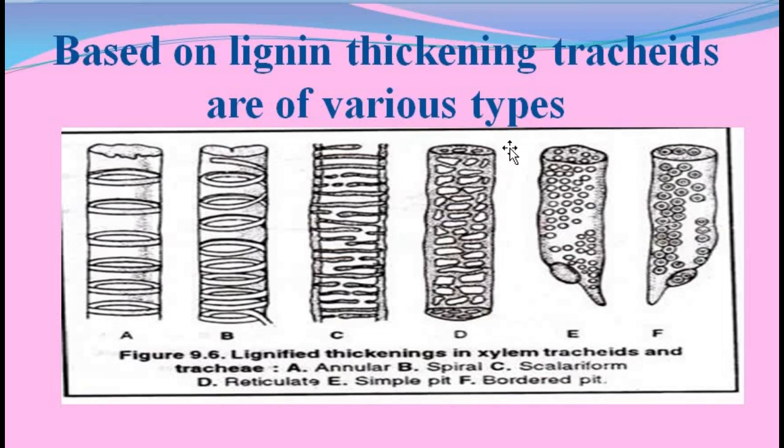If the lignin is deposited throughout the tracheid, except in some places, those unthickened areas are called pits. If the pit is simple, that is called a simple pit. If it is provided with a border, that is called a bordered pit.